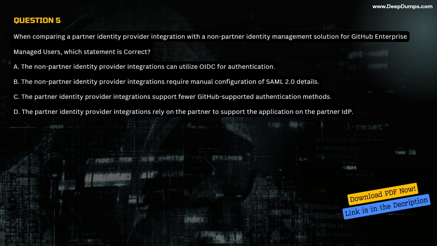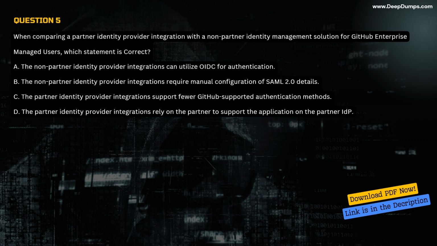Question 5. When comparing a partner identity provider integration with a non-partner identity management solution for GitHub Enterprise Managed Users, which statement is correct? A. The non-partner identity provider integrations can utilize OIDC for authentication. B. The non-partner identity provider integrations require manual configuration of SAML 2.0 details. C. The partner identity provider integrations support fewer GitHub-supported authentication methods. D. The partner identity provider integrations rely on the partner to support the application on the partner IdP.